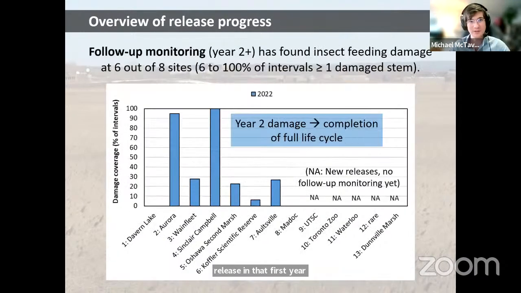So looking towards year 2 and onwards, we're switching gears into that follow-up monitoring where we're quickly assessing insect damage in these 4 meter intervals.